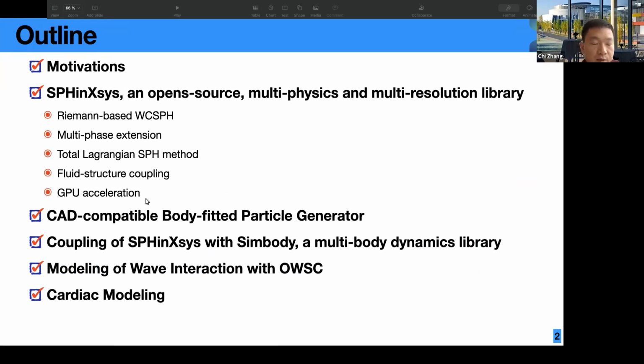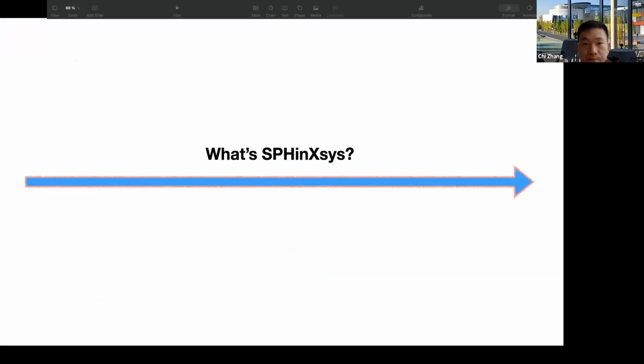So then I will talk about the pre-processing tools for the library. And also I will show some results for the coupling with SimBody, and also the modeling of the wave interaction with the oscillating wave surge converter. Then I will briefly show some results about the cardiac modeling.